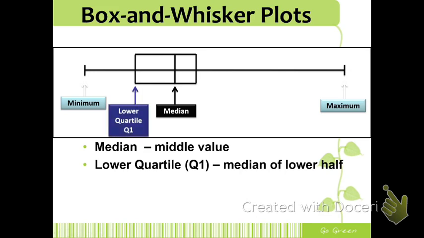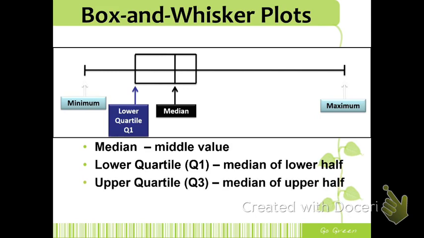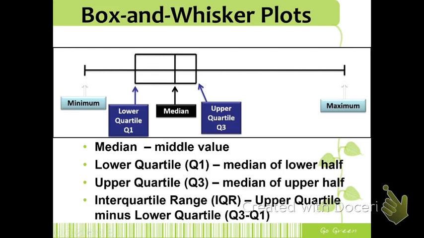The lower quartile, which sometimes we'll just label as Q1, or sometimes we'll call it the first quartile, is the median of the first half of the data. While the upper quartile, or the third quartile, sometimes we'll label it Q3, that's the median of the upper half of the data. The interquartile range, or the IQR, we find by doing Q3 minus Q1.